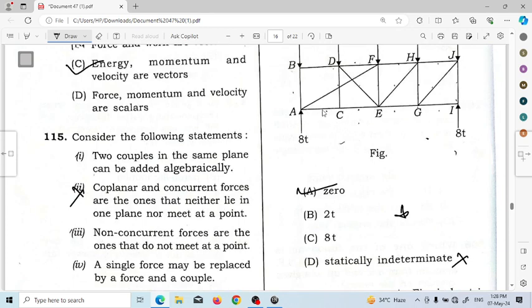Next, question number 118. These dimensions are not given. If assuming this dimension 1 unit, this is 1 unit, and this is 1 unit, we can get the force in AC from the method of joints. FAC will be 12 by 5t, and none of the options match. This is an ambiguity question. That means maybe 0. Next question.